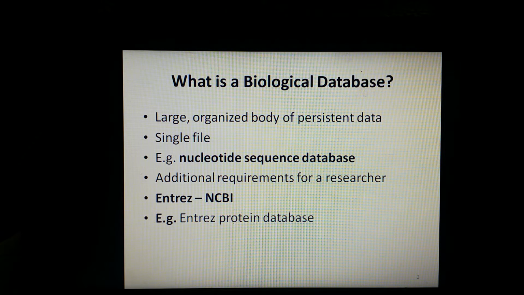A simple database might be a single file that contains many records, each of which includes the same set of information. For example, a record in a nucleotide sequence database typically contains information such as contact name, the input sequence with a description of the type of molecule, the scientific name of the source organism from which it was isolated, and often the literature citations that are associated with the sequence. So all these things are present in the nucleotide sequence database.